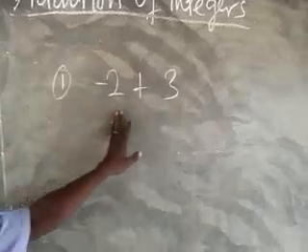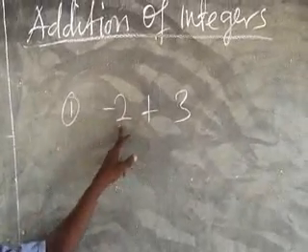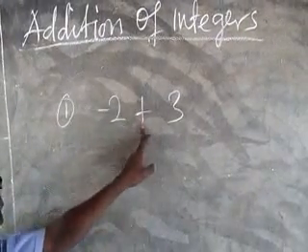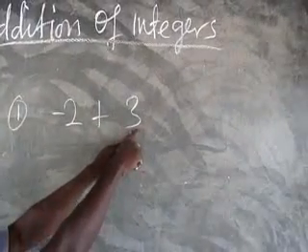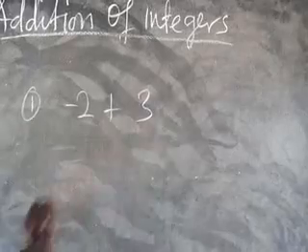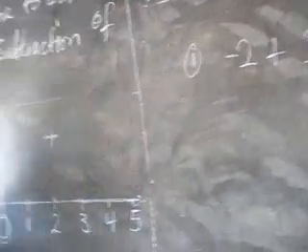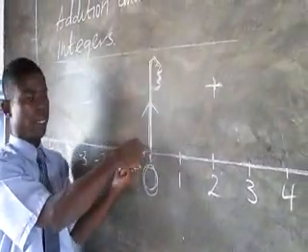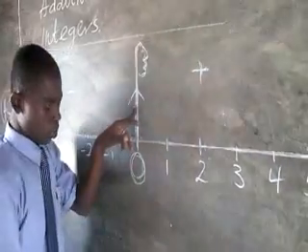Let us see this question on the board. Now this number is negative 2. And then this one is operational sign, that's addition plus. And this number is positive 3. Good. Now let us use this integer by using number line to solve. Good. So all the time, the person standing at 0, looking at the right direction.